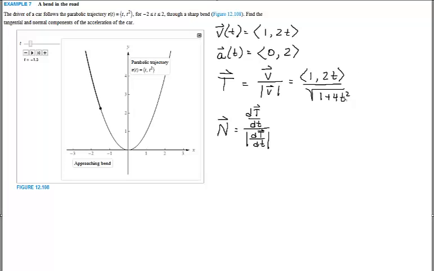So I have this unit tangent vector. Now in order to get this unit normal vector, I'm going to have to take the derivative of my tangent vector and divide it by the magnitude of that. So I'll go ahead and get that computation started.